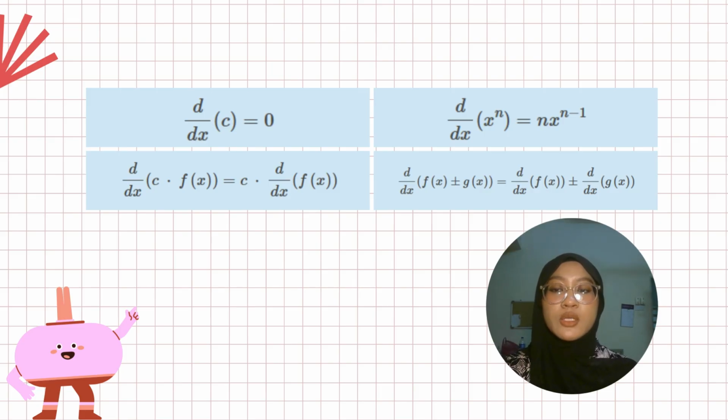On the bottom right box, the sum and difference rule is used when a function contains addition or subtraction. We differentiate each term separately. For example, if y equals x squared plus 3x minus 4, the derivative is 2x plus 3.